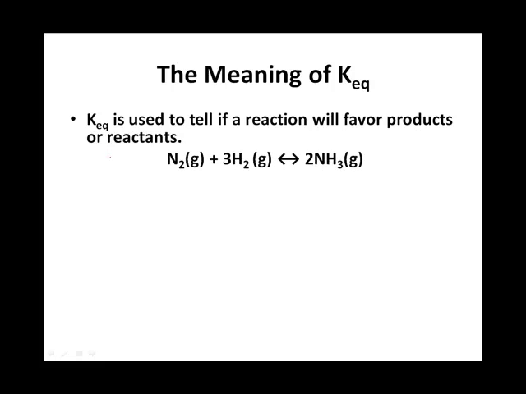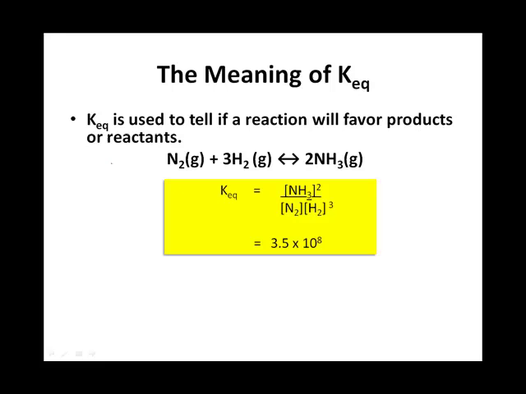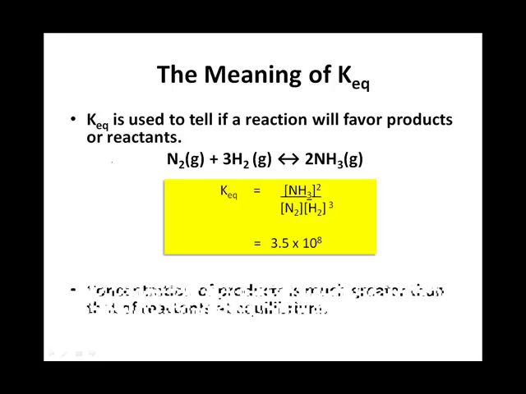Here's another example. We have nitrogen gas plus hydrogen gas makes ammonia. Notice that this is a balanced equation. Here is our KEQ value, and our KEQ value is 3.5 times 10 to the 8th. So, will this tell us that the equilibrium position is on the product side or on the reactant side? Well, in this case, since the concentration of products is much greater than that of the reactants, because KEQ is greater than 1, therefore the position is at the product side.